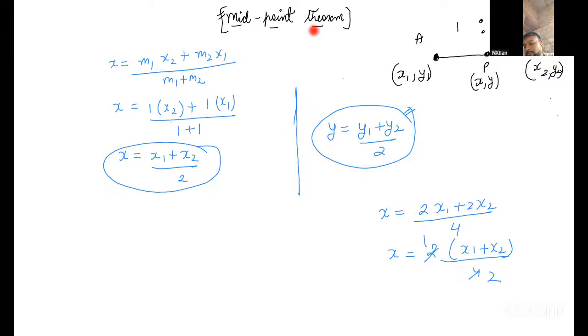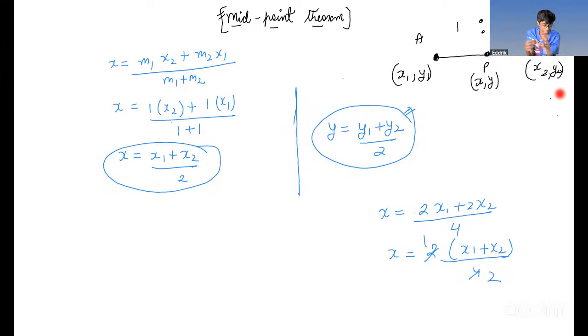Perfect. Perfecto. No, it's not perfecto. It's perfecto. M1 x2 plus m2 x1.